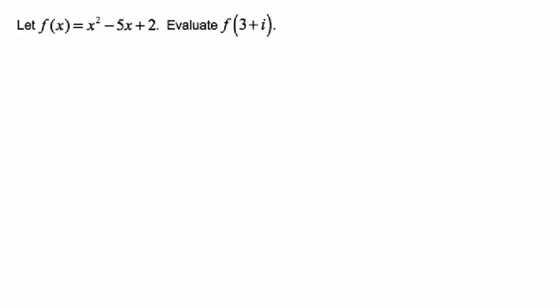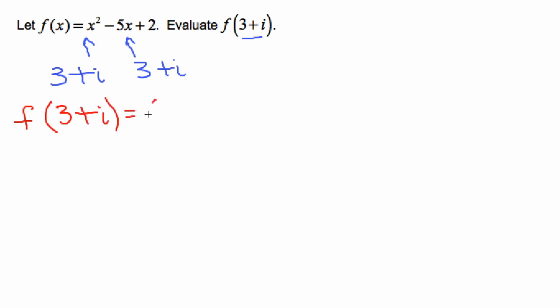Let f of x equal x squared minus 5x plus 2, and let's evaluate f at 3 plus i, which means we'll take 3 plus i and substitute it into this function in 2 locations. So we have f of 3 plus i is equal to 3 plus i squared minus 5 times 3 plus i, and then plus 2.